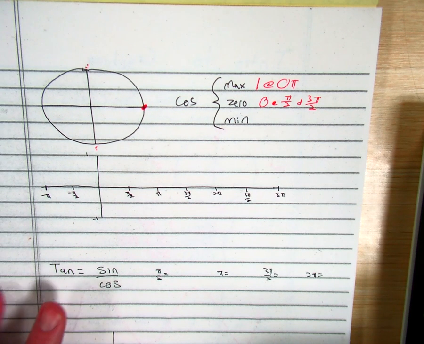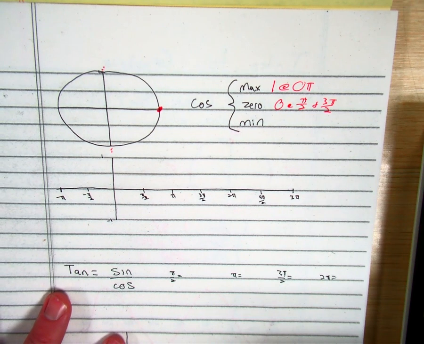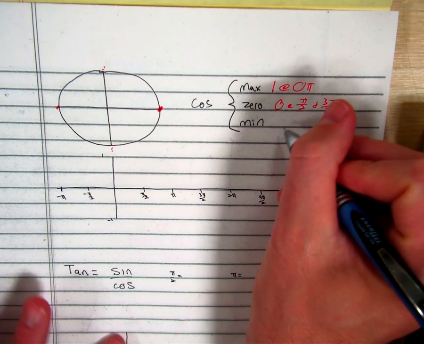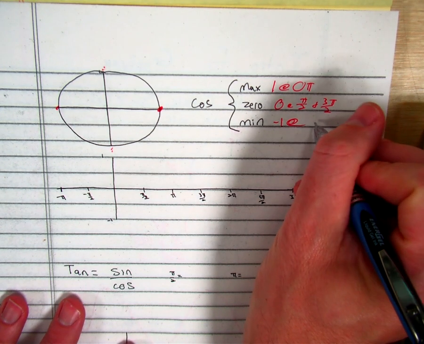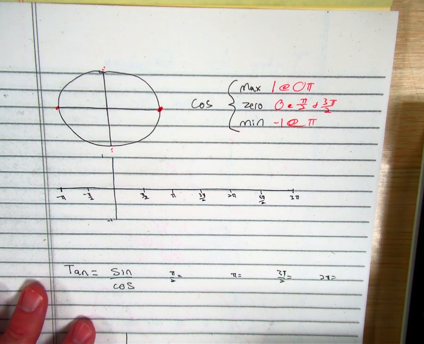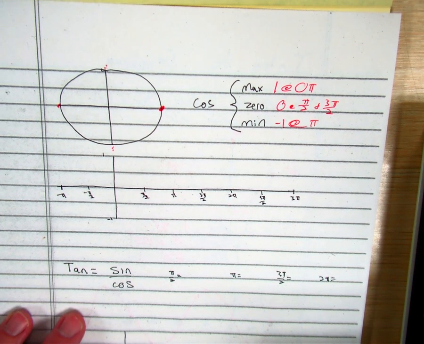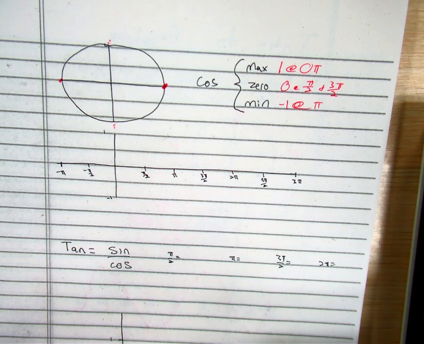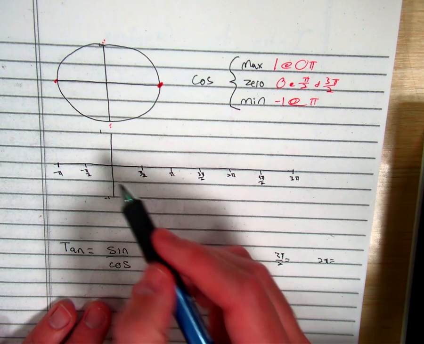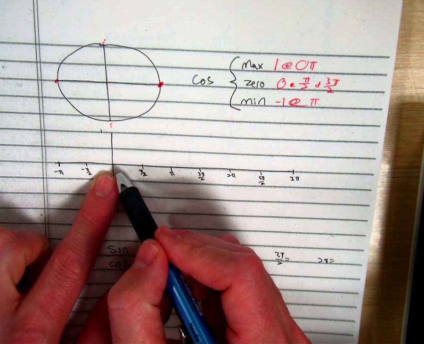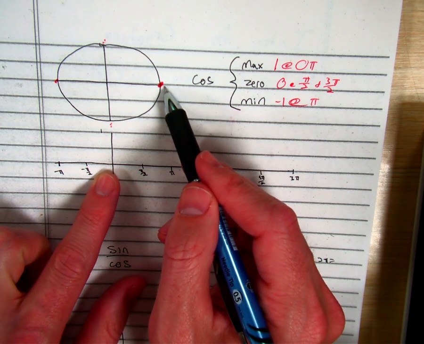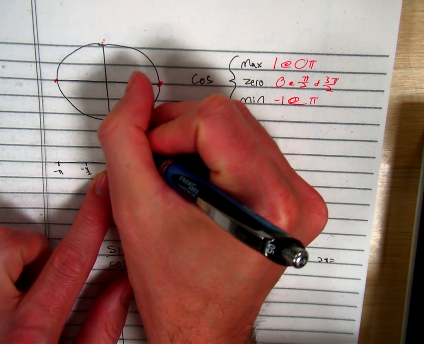And the smallest value for cosine is going to be negative 1, and that happens at pi. Okay? We're thinking about pi, radians. So I start at 0. Where is cosine? Cosine starts at the top of the wave. It starts at max value at 1.